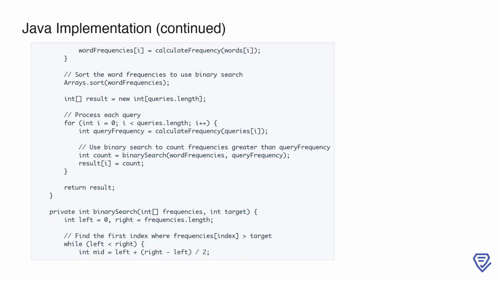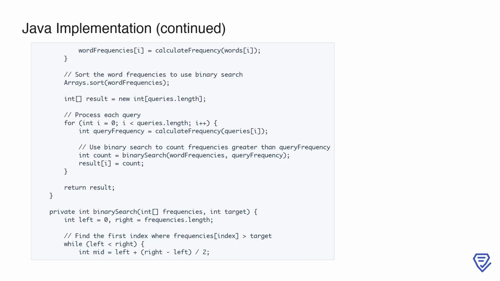Next, we process each string in the queries array. For every query, we calculate the frequency of its smallest character using the calculateFrequency method. Once we have this value, we use a helper method called binarySearch to determine how many frequencies in the word frequencies array are greater than the current query's frequency. The result of this count is then stored in the corresponding index of the result array. Finally, after processing all queries, the method returns the result array.